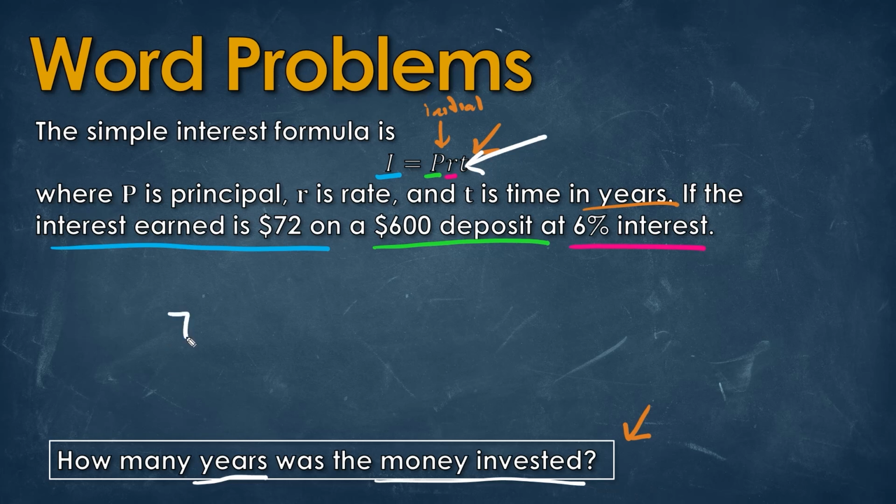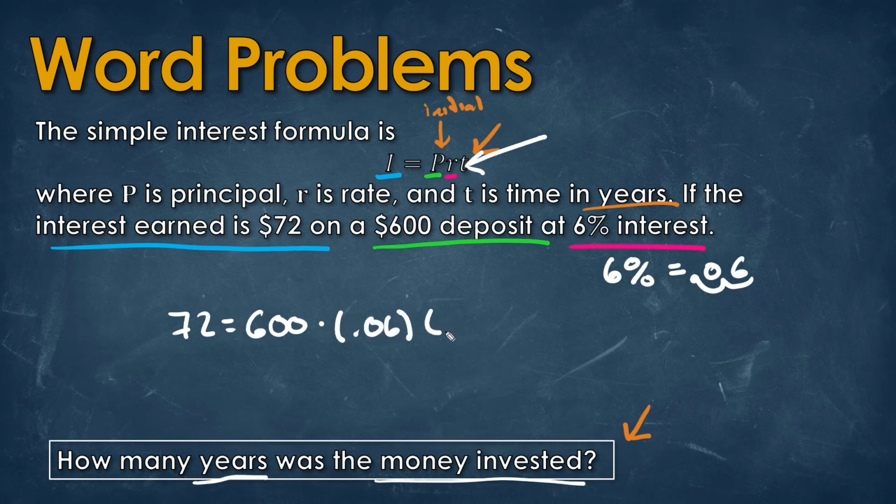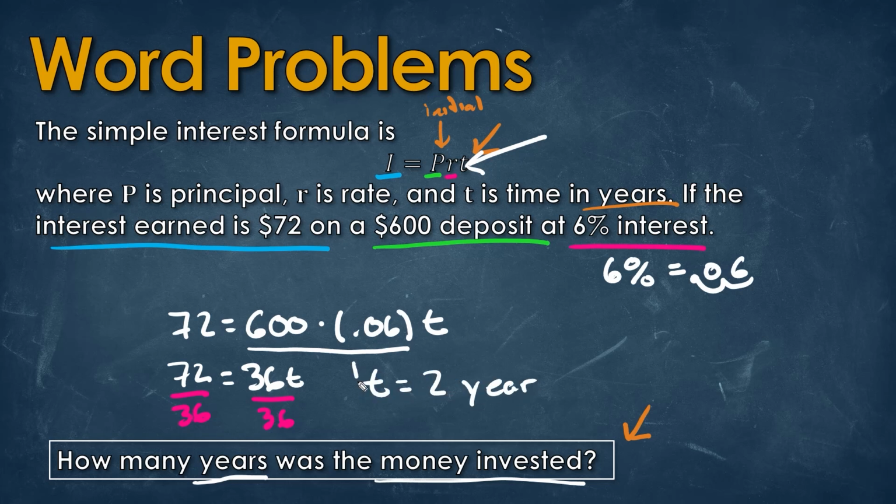Plugging this all in, we're going to get 72 is equal to 600 times 6%. Now, when we have a percent sign, that's the same thing as taking it 2 decimal places over so that we get a decimal of 0.06. So we're going to multiply that by 0.06 and times that by t. We're going to simplify by multiplying 600 times 0.06, which is going to give us 36t is equal to 72. To get t by itself, we're going to divide by 36, the opposite of multiplication, and 72 divided by 36 will give us a time of 2 years. And that will be our answer.